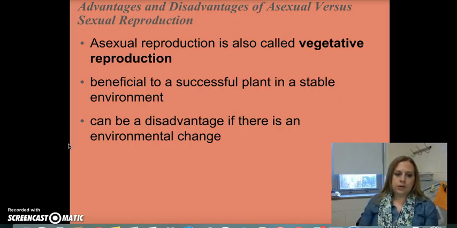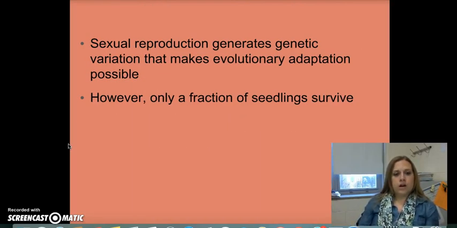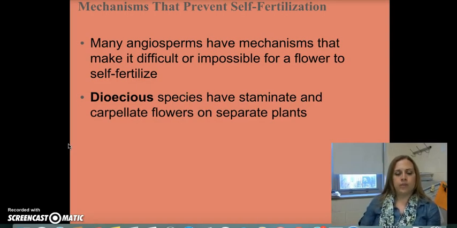However, asexual reproduction can be a disadvantage if you're looking at a plant that's in an environment that's changing frequently for one reason or another. Sexual reproduction generates genetic variation that makes evolutionary adaptation possible. So you're creating more changes for evolution to work with through sexual reproduction. However, you're also spending a lot of time and energy generating these seeds, and only a fraction of the seedlings are actually going to survive. So it could be seen as a decent amount of wasted energy as well.